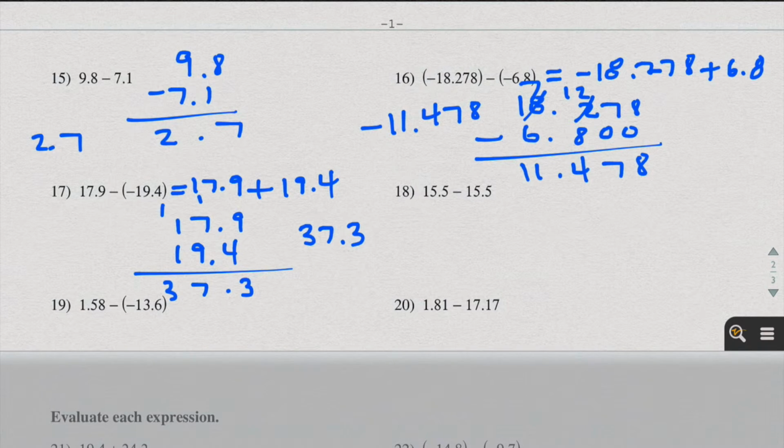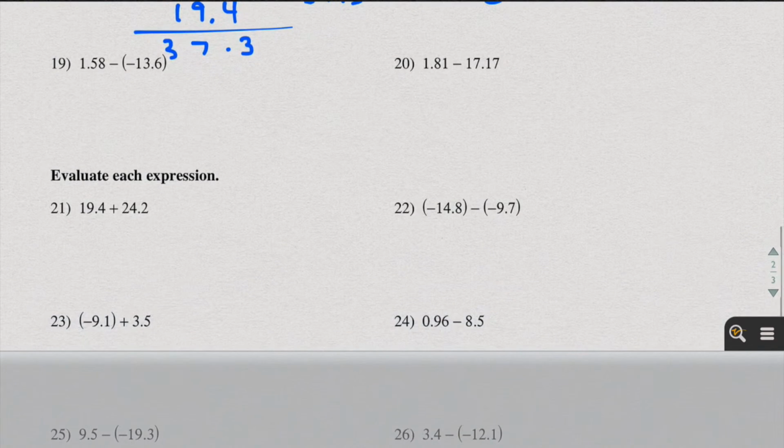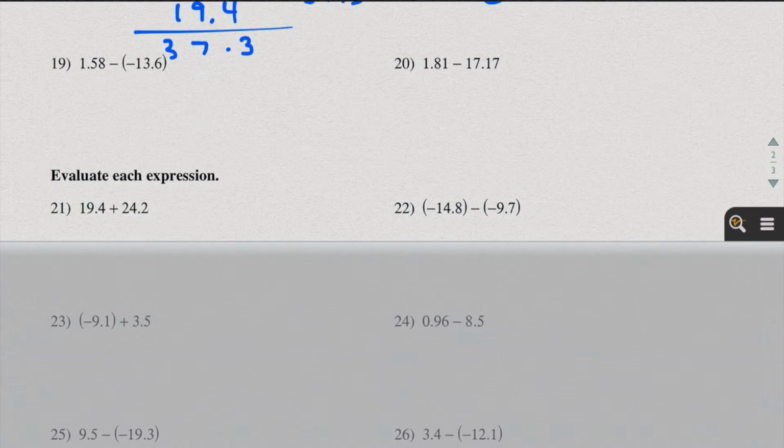Okay, number 18. 15.5 minus 15.5. Anything minus itself is going to be 0. Number 19. 1.58 minus negative 13.6. So let's go ahead and rewrite that as 1.58. Negative and negative is a positive.